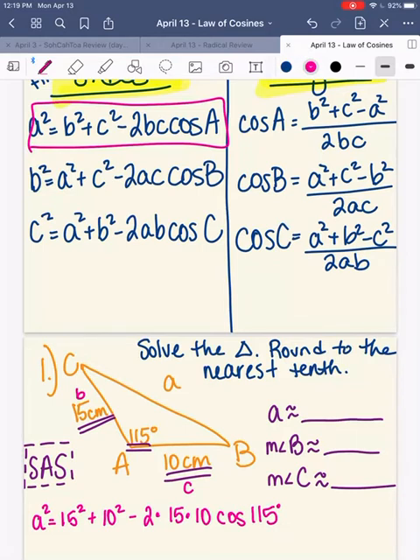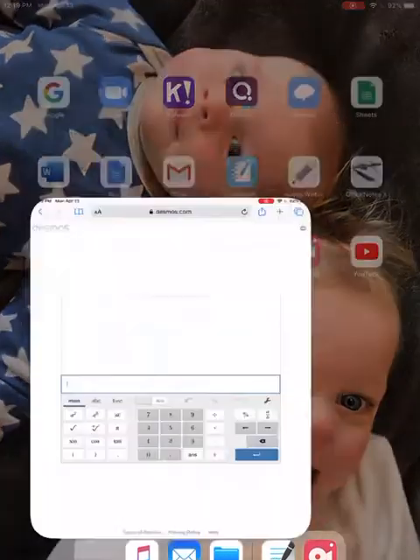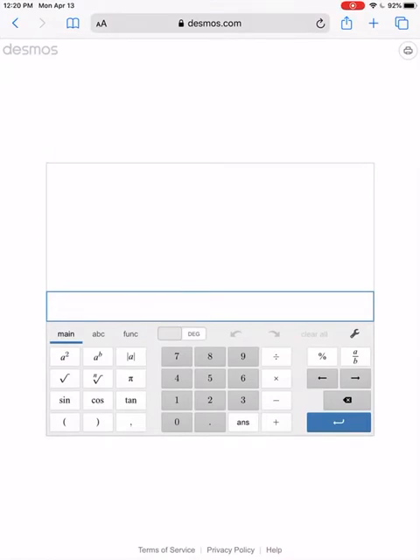Now we're going to type that in, and let's see if I can remember what numbers to use. In Desmos, the nice thing about this is you can literally type it all in, so the order of operations kind of does itself. 15 squared plus 10 squared minus 2 times 15 times 10 times cosine 115 degrees. And then hit enter.